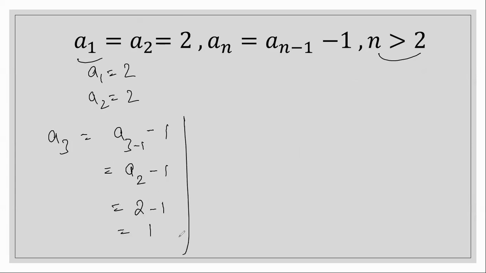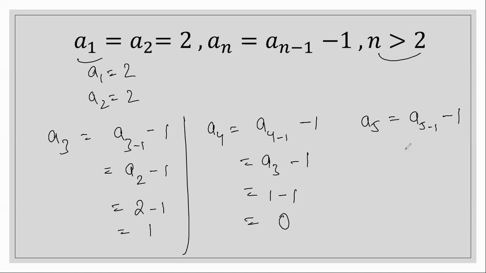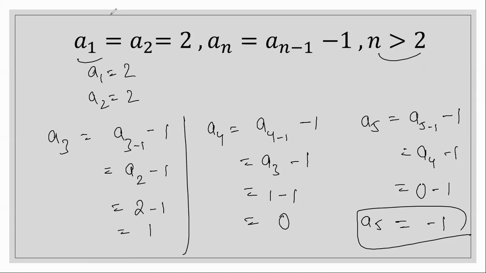So this is a3. Let's talk about a4. So a of 4 minus 1 minus 1, a of 3 minus 1. What is a3? a3 we found is 1, so 1 minus 1 is equal to 0. Let's talk about a5, which is a of 5 minus 1 minus 1, a of 4 minus 1. a4 is 0, so 0 minus 1 is equal to -1. So what is the sequence here now, everyone? a1 is 2, then also 2, then we have 1, then 0, and then -1. Okay, so this is the final sequence.